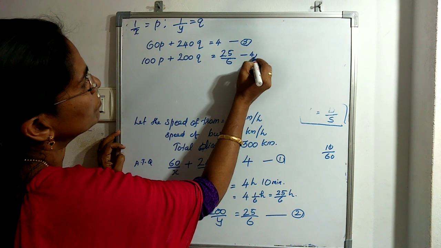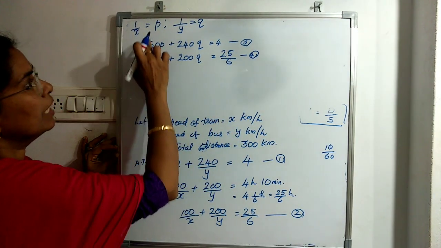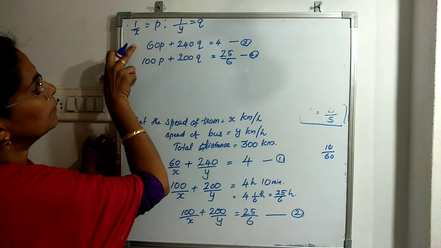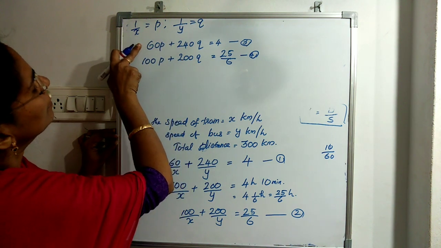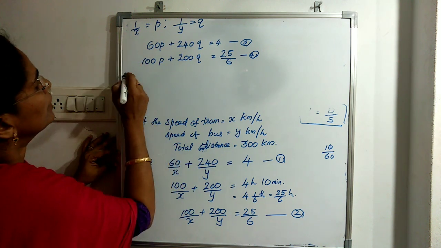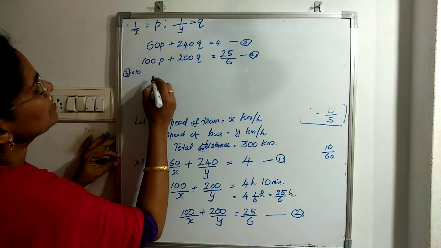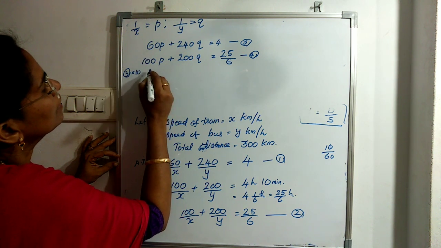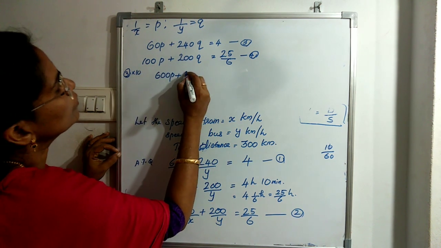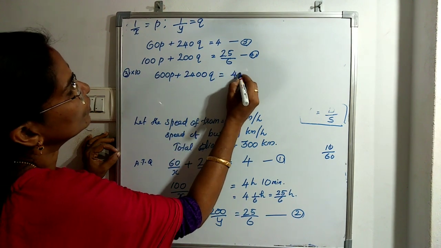That is equation 4. Now, by elimination method, we have to make the coefficient of p or q the same. So, first multiply here with 10 and here with 6. Equation 3 multiplied with 10 becomes 600p and 2400q is equal to 40.